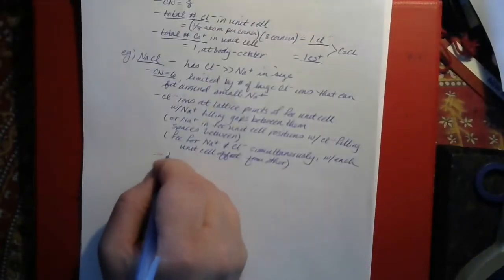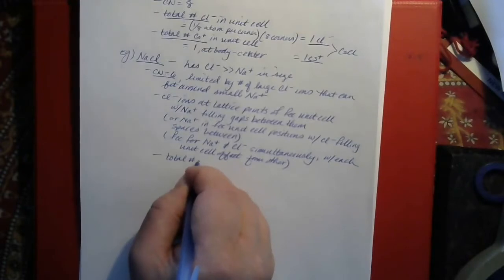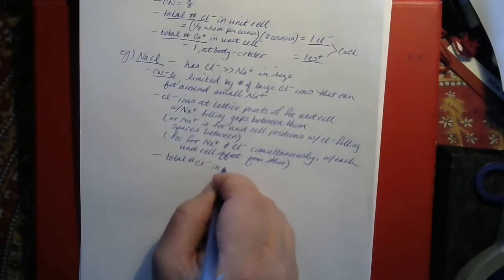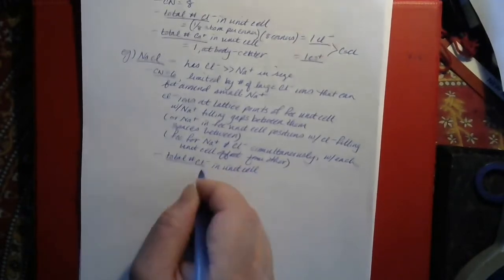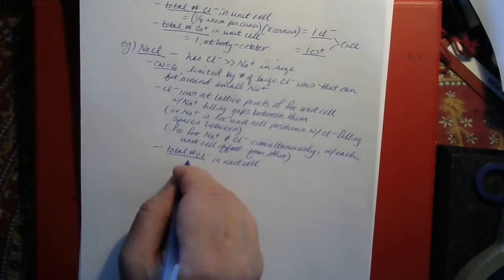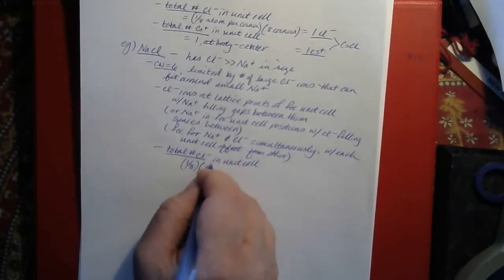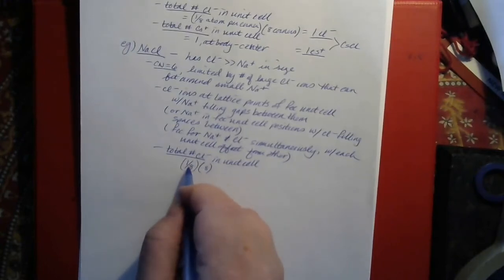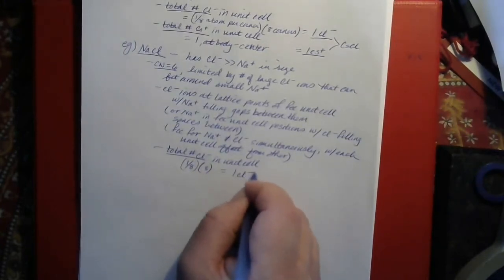If you look at the total number of chloride ions in the unit cell, again, it's going to be 1/8 times 8. 1/8 of a chloride ion per corner times 8 corners equals 1 Cl-.